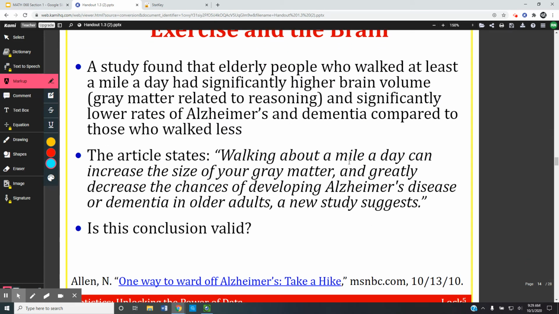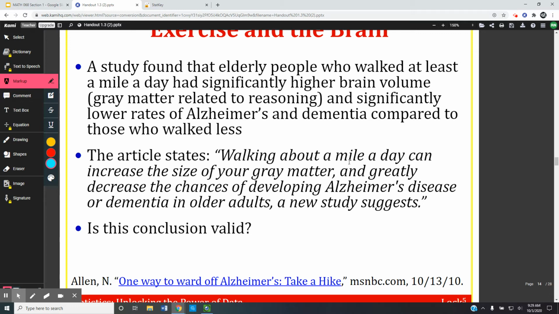So we have exercise in the brain here. A study found that elderly people who walk at least a mile a day had significantly higher brain volume, or gray matter, and significantly lower rates of Alzheimer's and dementia compared to those who walk less. The article states walking about a mile a day can increase the size of the gray matter and greatly decrease the chance of developing Alzheimer's disease and dementia in older adults.